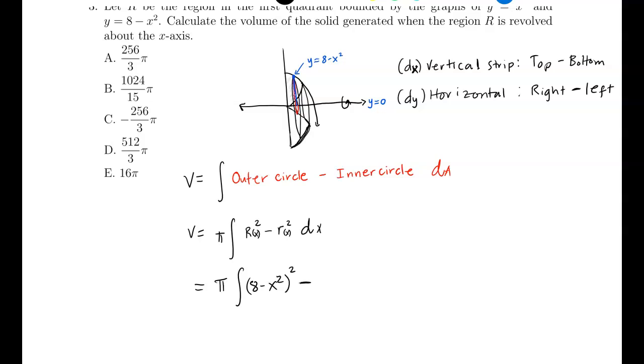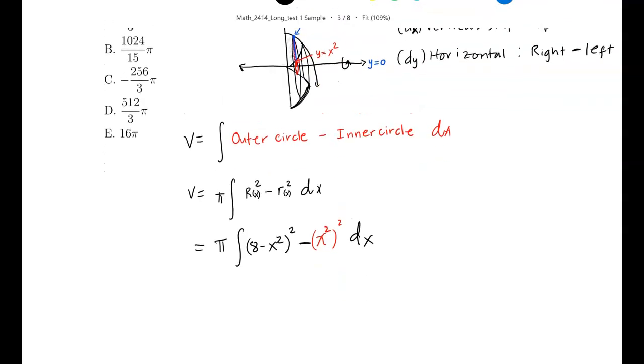Minus the smaller radius, the inner radius. For the inner radius, it will be this radius here. And what is that function at the top of that? That is the function y equal to x squared. So this one will just be x squared, and then you have to square that as well. dx.